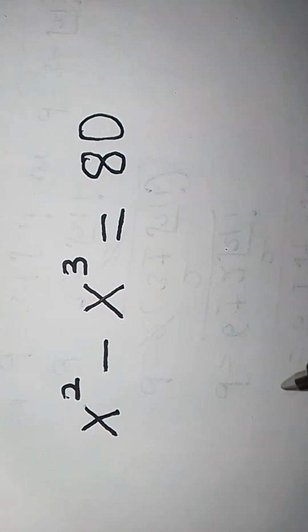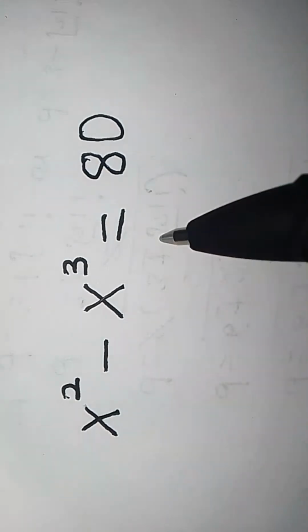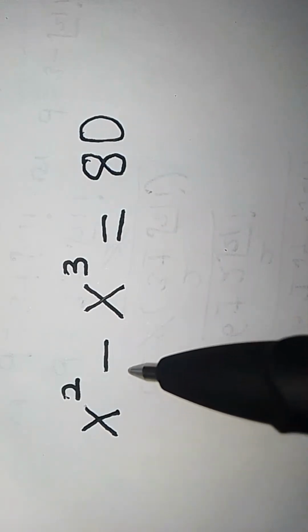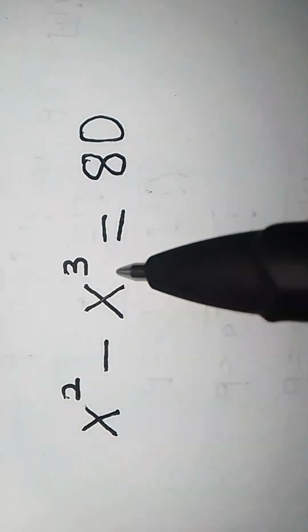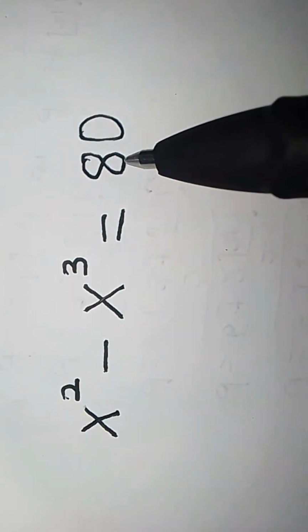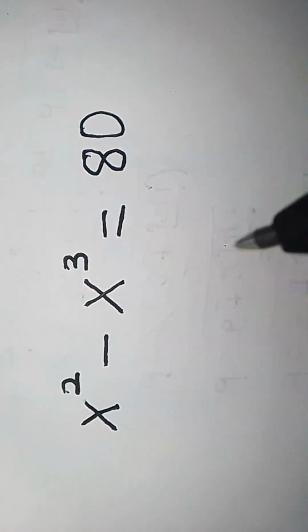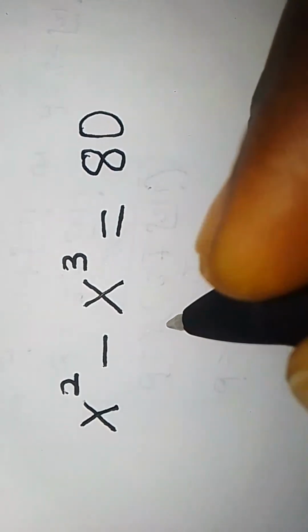Hi guys, in this video we are going to be solving a nice math olympiad question: x to the power of 2 minus x to the power of 3 is equal to 80. How do we solve for x? Without further delay, let us begin.